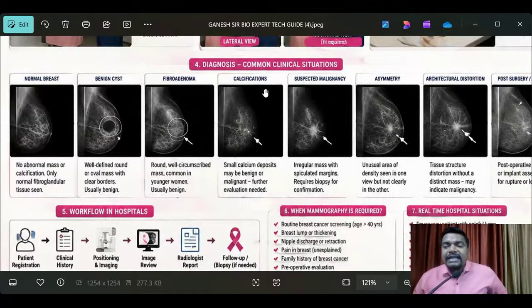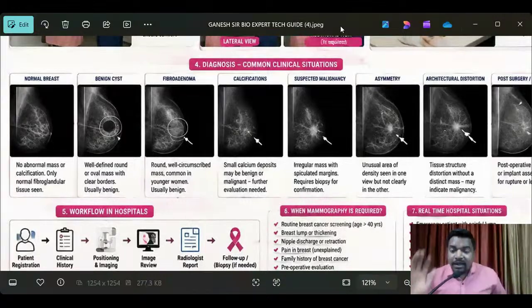Now see here, calcifications: small calcium deposits that may be benign or malignant, further evaluation needed. A normal person, if you see this, may not understand. Okay, these are the reports. To make a report, as a biomedical engineer, you provide the services. You have to keep the equipment in working condition. When you see this picture, if your equipment is working, then every piece of information is going to diagnose the patient's issues.